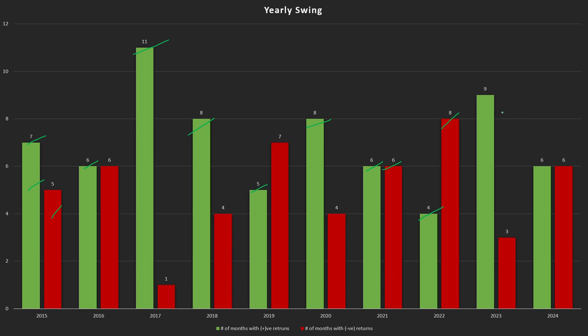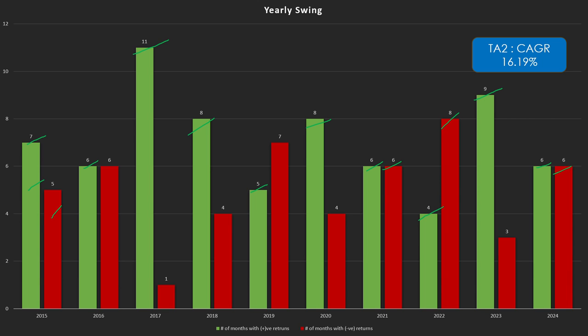In 2023, 9 months gave positive returns. So this year was a good year for this sector. In 2024, 6 months gave positive returns and 6 negative. So what is the takeaway from this graph?